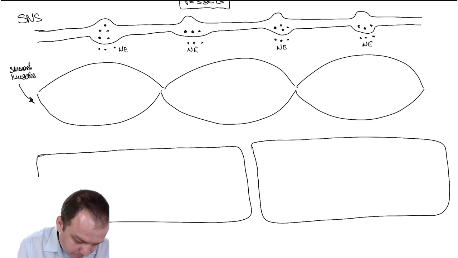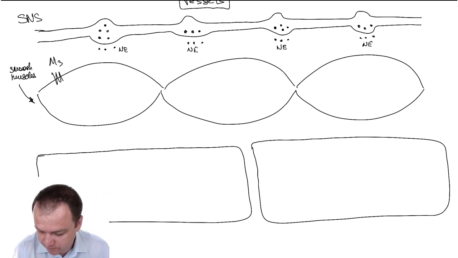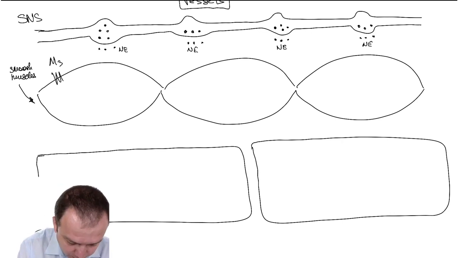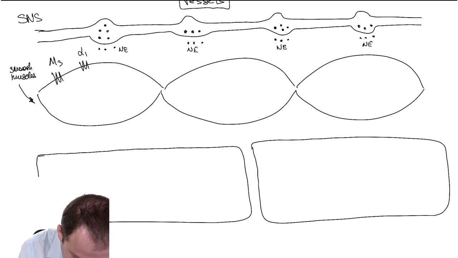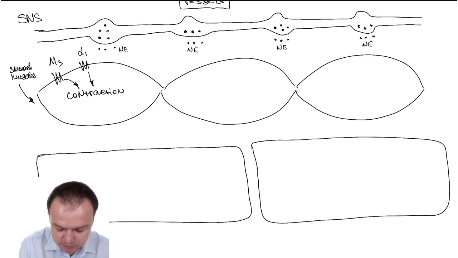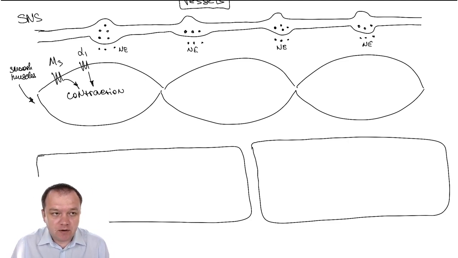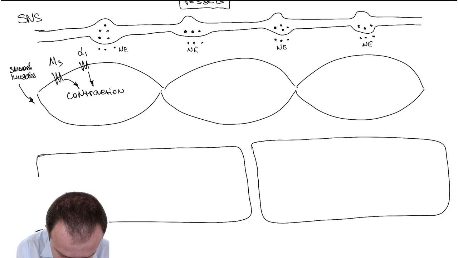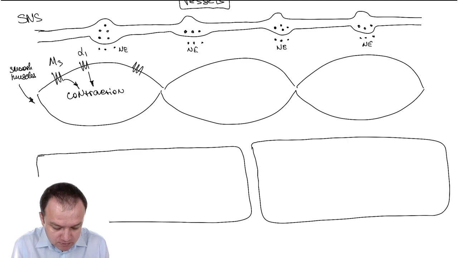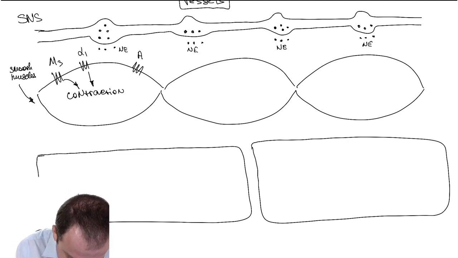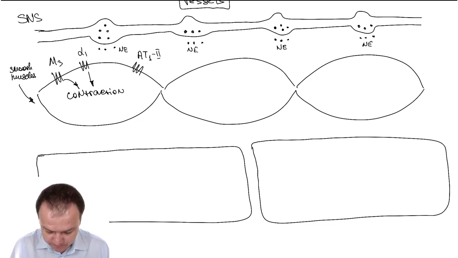We have, first, M3 type of cholinergic receptors. We have alpha-1 adrenergic receptors, and activation of M3 receptors and alpha-1 adrenergic receptors causes contraction of smooth muscle cells by a similar mechanism. Also, we have angiotensin II, and angiotensin II causes vasoconstriction. So we have AT type 1 receptors for angiotensin II.